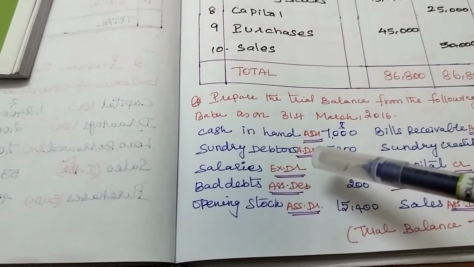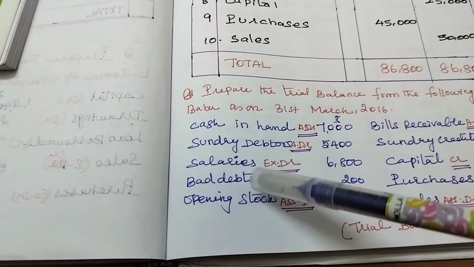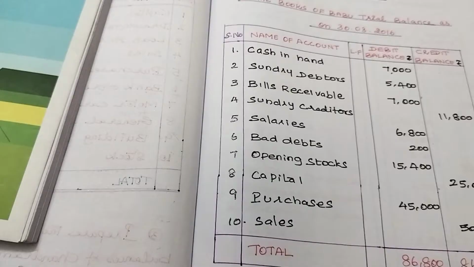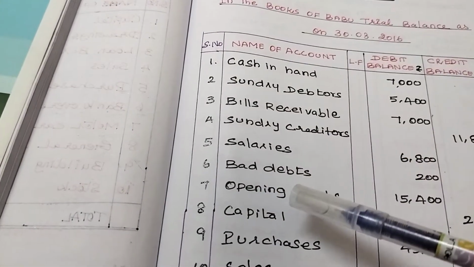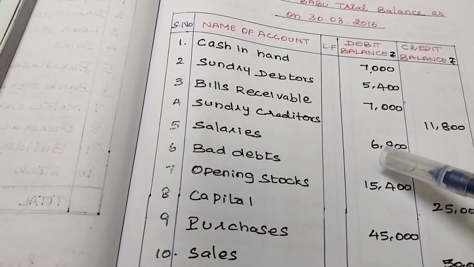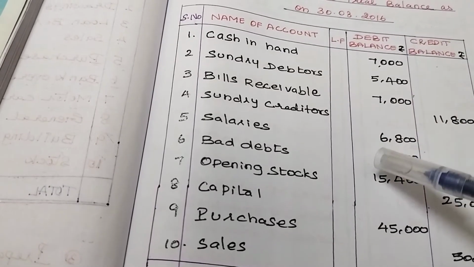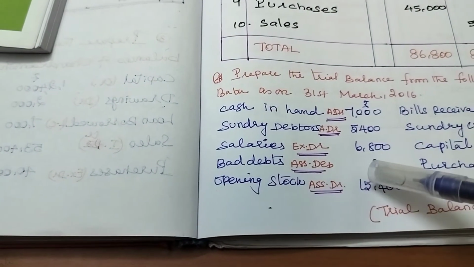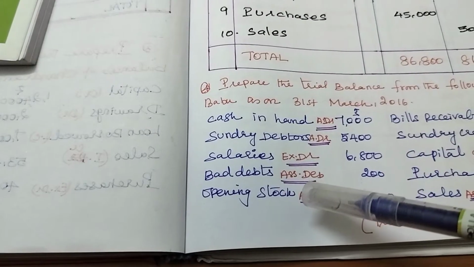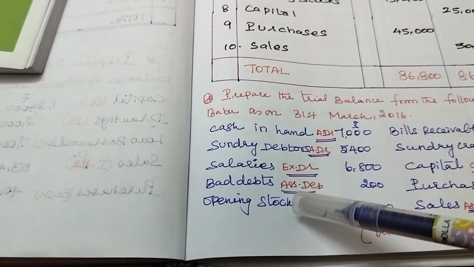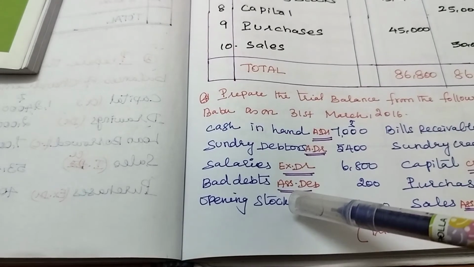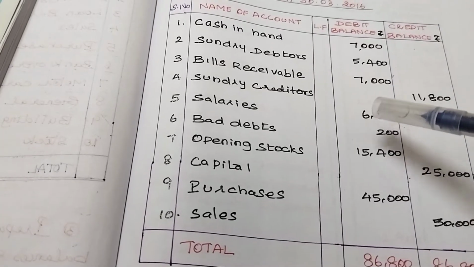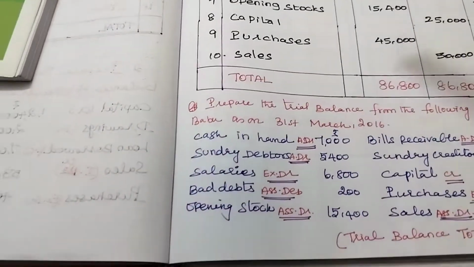Then salary 6,800 rupees. Salary is an expense. All the expenses will be debited. So salaries 6,800 is entered on the debit side. Then bad debts 200 rupees. Bad debts is a kind of asset. Whenever an asset account increases, we debit the asset account. So bad debts 200 is entered on the debit side.